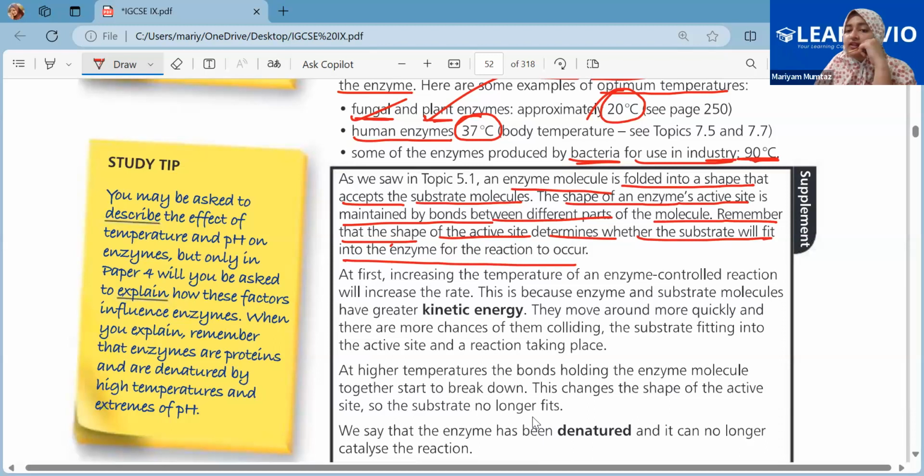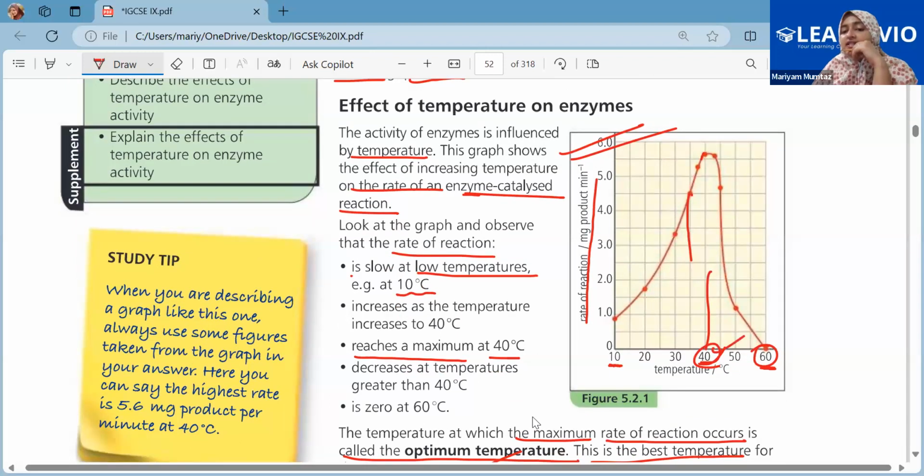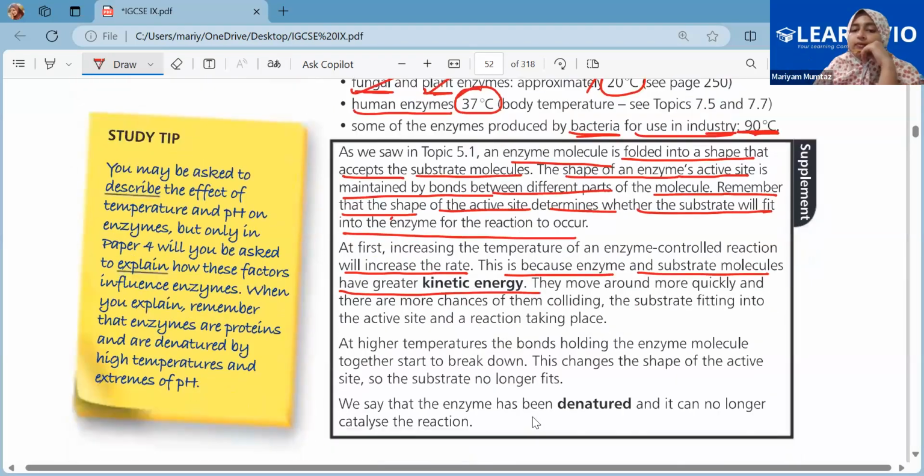Now, at first, increasing the temperature of an enzyme controlled reaction will increase the rate. This is because enzyme and substrate molecules have greater kinetic energy. So as we increase the temperature, the rate of the reaction will also increase. As we saw, on increasing the temperature up till 40 degrees Celsius, the rate of the reaction increases. Clear? They move around more quickly and there are more chances of them colliding, the substrate fitting into the active site and the reaction taking place.